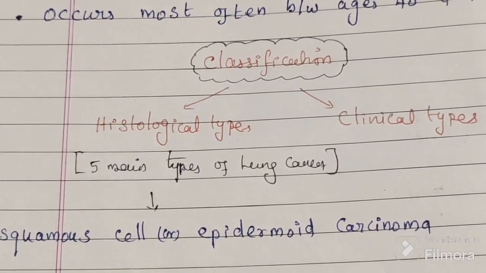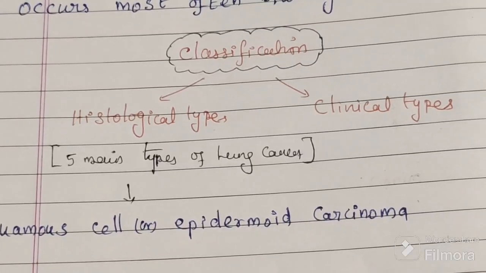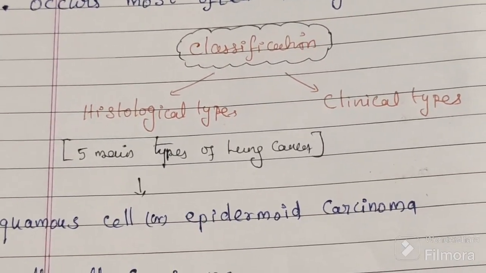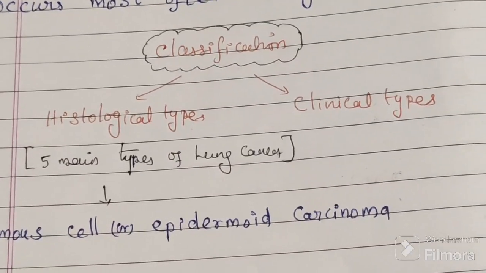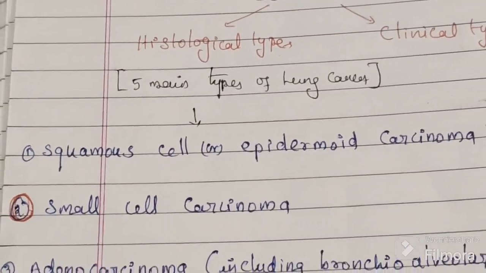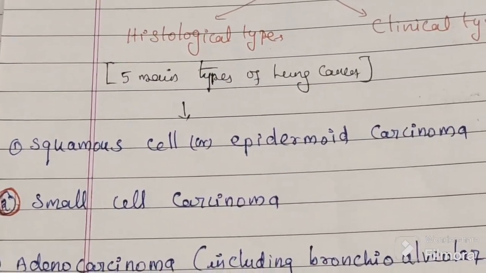Histological types can be divided into 5 types. Histologically, we divide lung cancer into 5 types. Clinically, we divide it into 2 types. What are the 5 types of cancer?